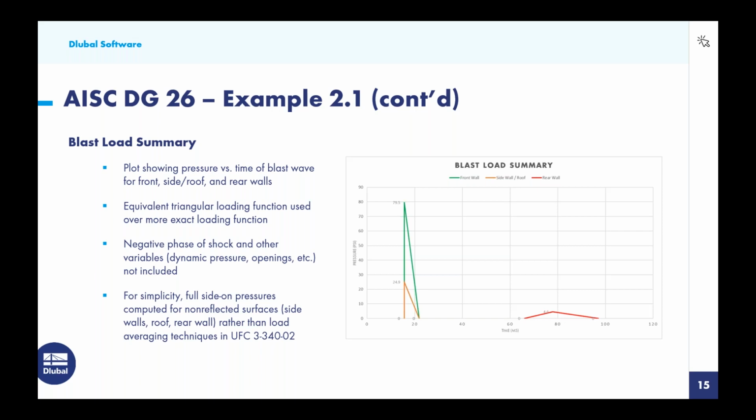And finally, for simplicity, the full side-on pressures are computed for the non-reflected surfaces. So this includes the sidewalls, the roof, and the rear wall. This is the full value here. Rather, in the UFC document, there are load averaging techniques to decrease this magnitude. So a lot of the approaches that we took today are definitely the more simplistic, but also the more conservative approach. UFC will have much more information if you want to get into more detailed analysis.